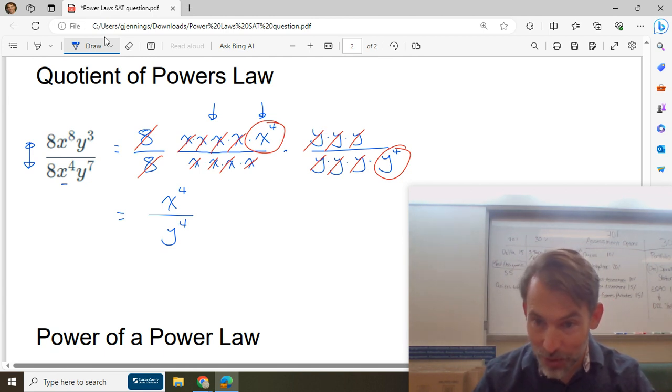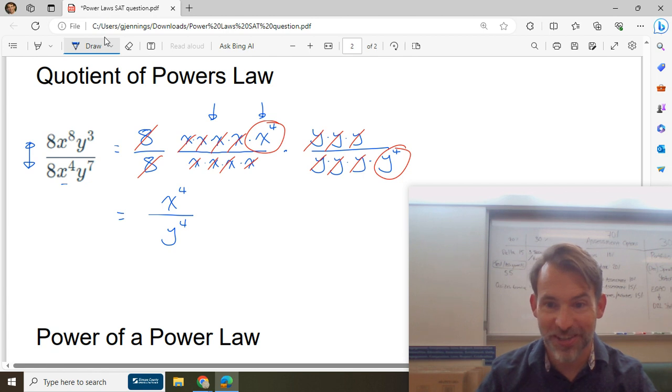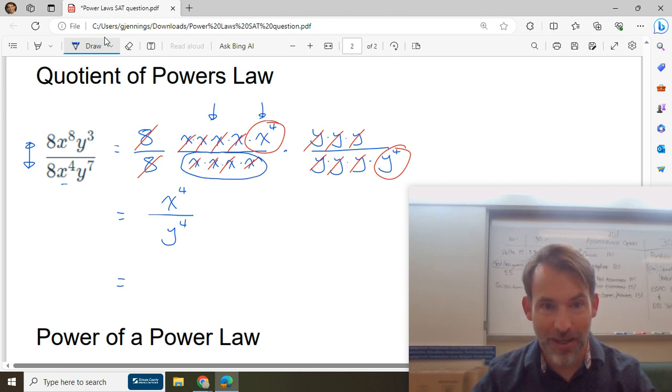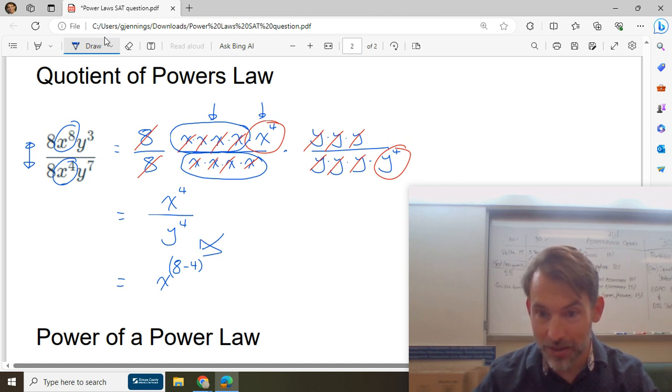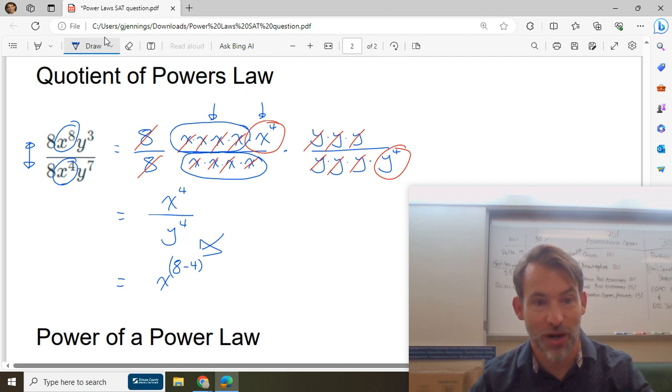But we would like to have a rule to understand how to do this. And so here's the rule. Notice that for every x that was on the bottom, it took away one of the x's on the top. So that gives us our rule. I'm going to take these two, x to the 8 and x to the 4, and just write that as x to the 8 minus 4. When dividing exponents, we subtract the exponents. When dividing powers of the same base, we subtract the exponents.